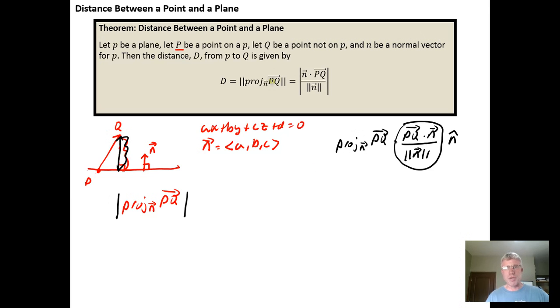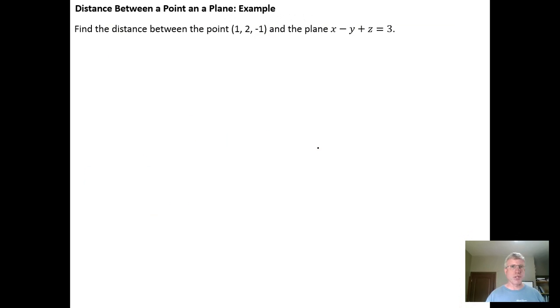It says find the projection of PQ onto the normal vector and find the size of that projection, which is going to be the absolute value of n dot PQ divided by the size of n. And remember, the order of a dot product doesn't matter, so PQ dot n and n dot PQ are the same thing. So if we use this in practice, here's what it looks like. Find the distance from the point 1, 2, negative 1 to the plane x minus y plus z equals 3.